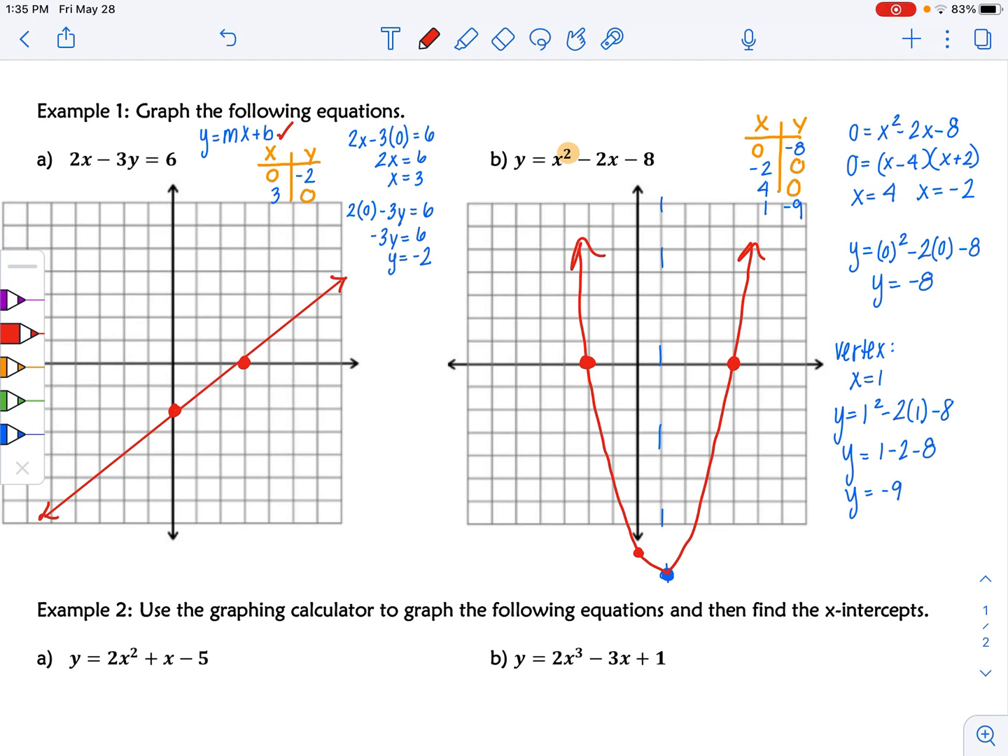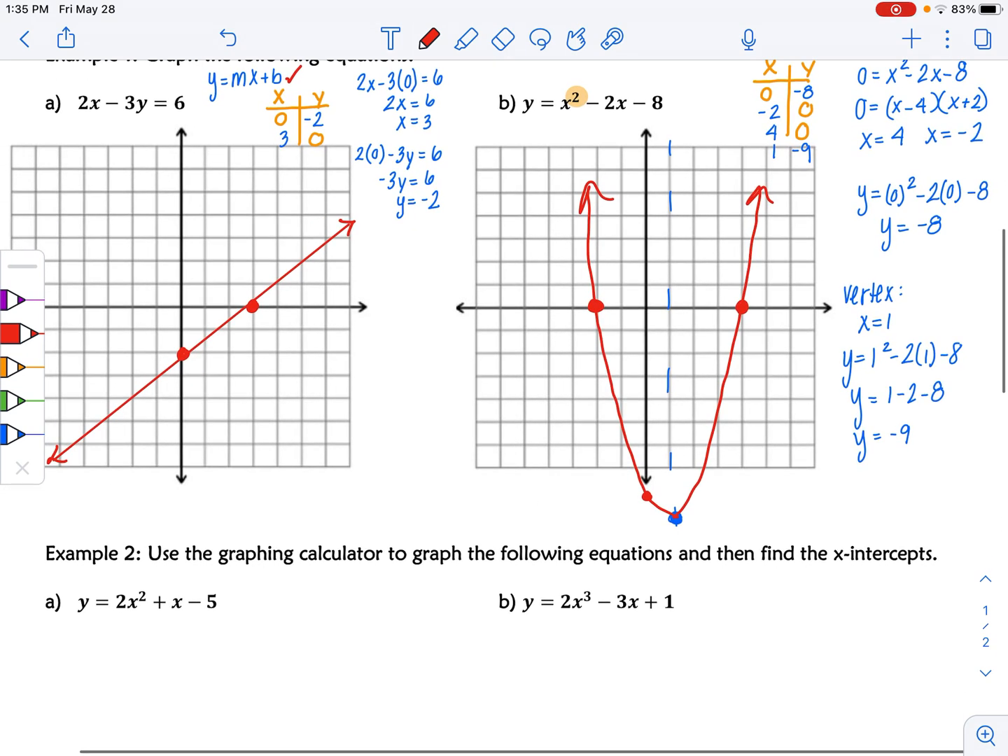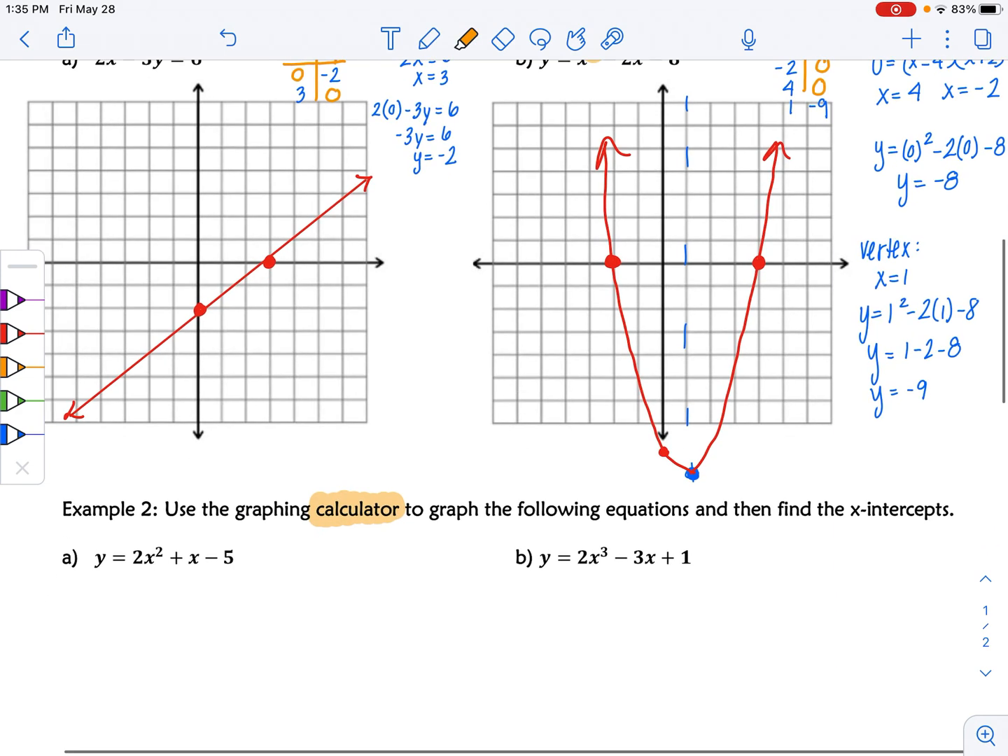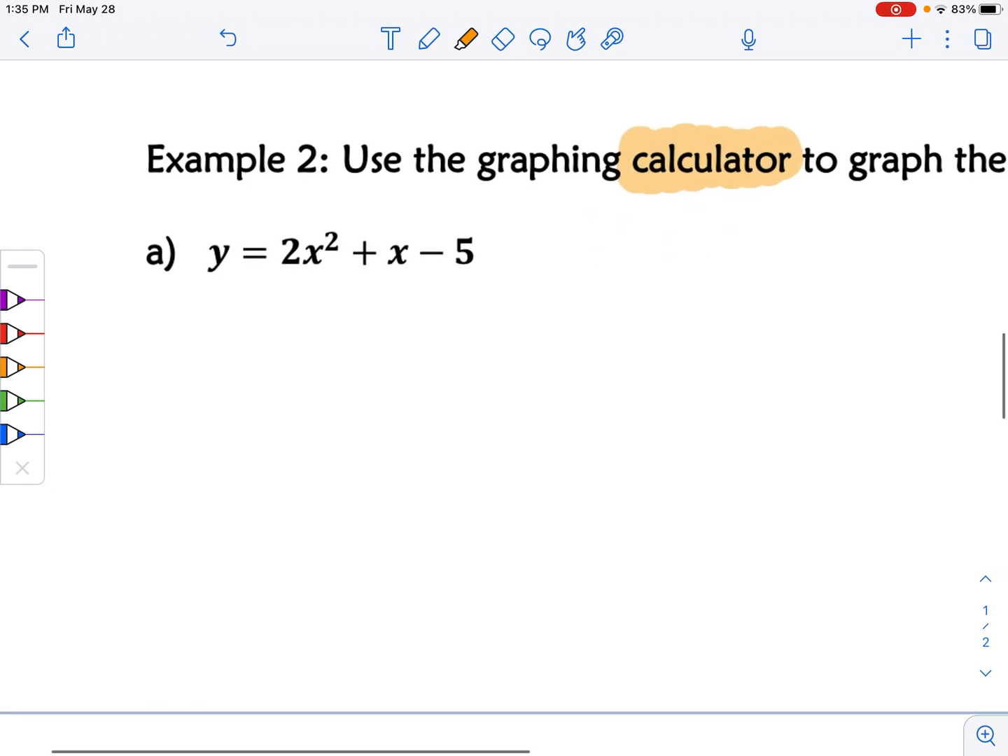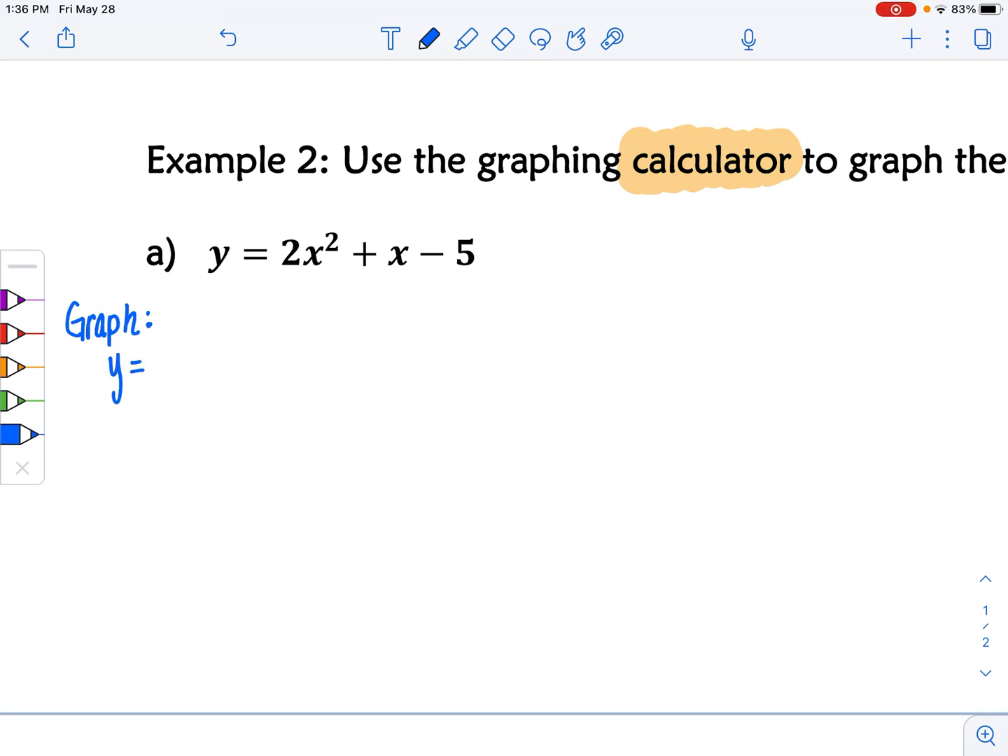Now use your graphing calculator to graph these, and then find the x-intercepts. So, this is calculator. Grab them out. I'm going to do this through the video, but then in class, I will for sure walk us through it again. When we graph, these are the steps we're going to follow. Do it in blue, less scary. So when we graph, you're going to go to your y equals. Type in your equation.